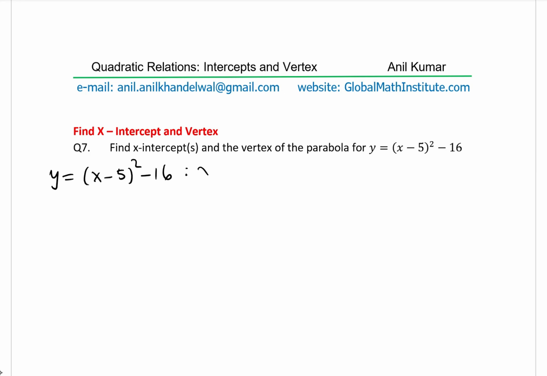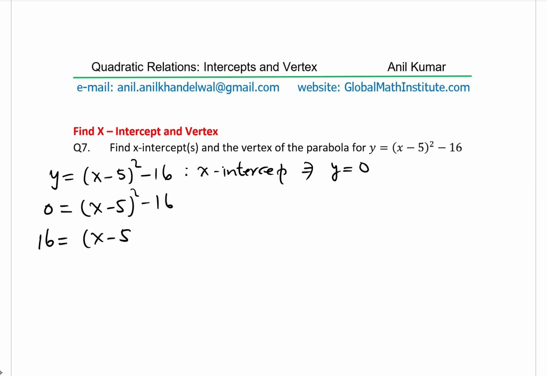Now to get the x-intercept, what are we going to do? We'll equate y equals 0. So if y is 0, we get (x minus 5) whole squared minus 16 equals 0. Now we are going to solve for it. When you solve, we'll take the square root of 16 and we get x minus 5. Whenever you take a square root, you have to write plus and minus, right? So we get x minus 5 equals either plus 4 or minus 4. And accordingly, we get two values of x, right?